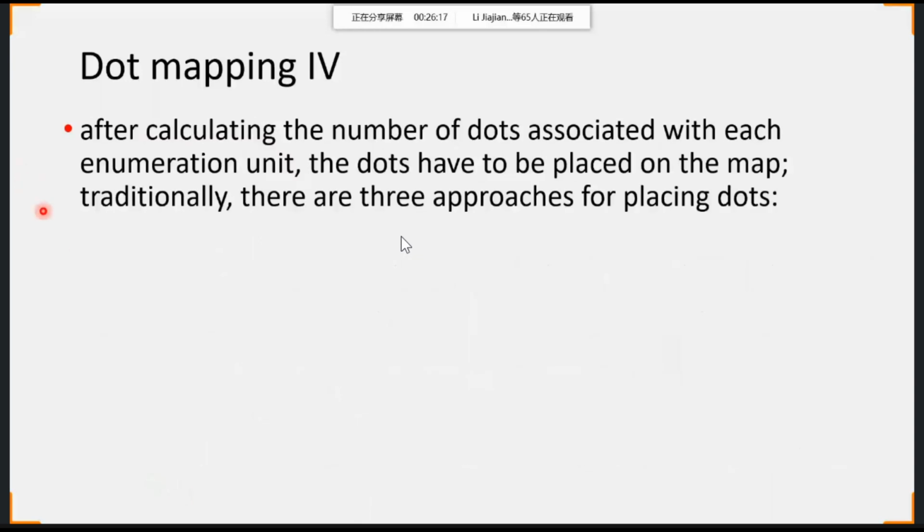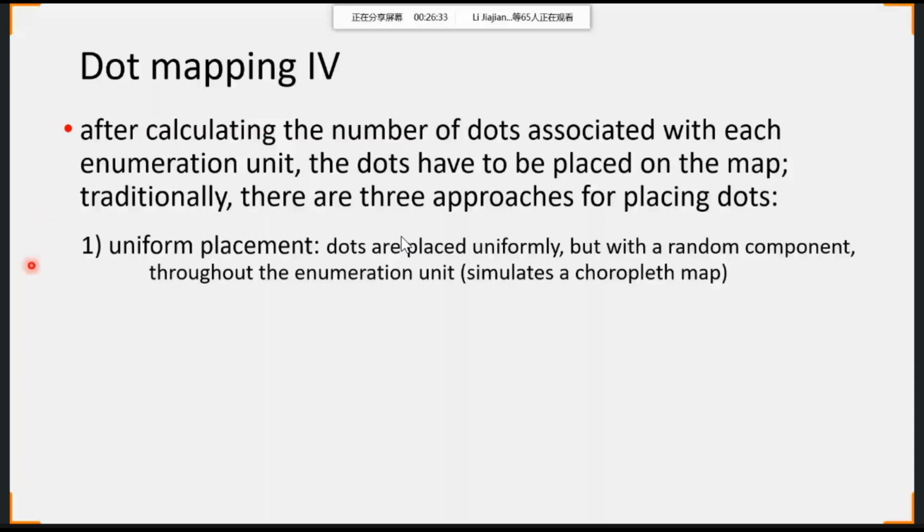After calculating the number of dots associated with each enumeration unit, the dots have to be placed on the map. Traditionally, there are 3 approaches for placing dots on the map. The first one is uniform placement. Dots are placed uniformly but with a random component throughout the enumeration unit. But this in fact simulates a choropleth map.